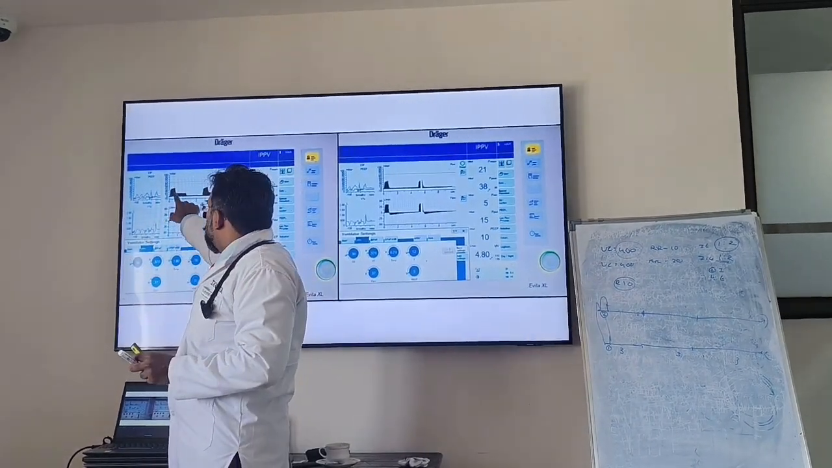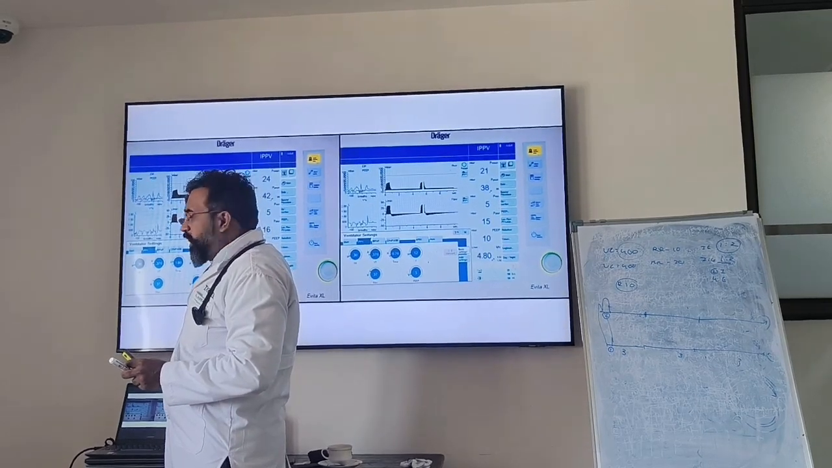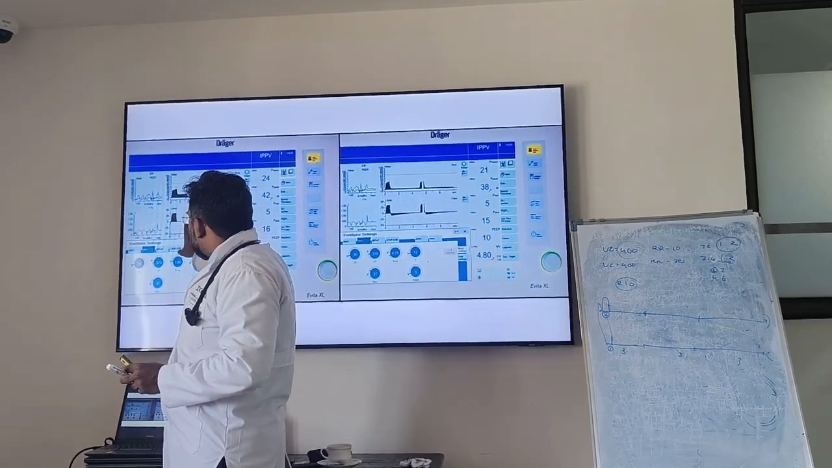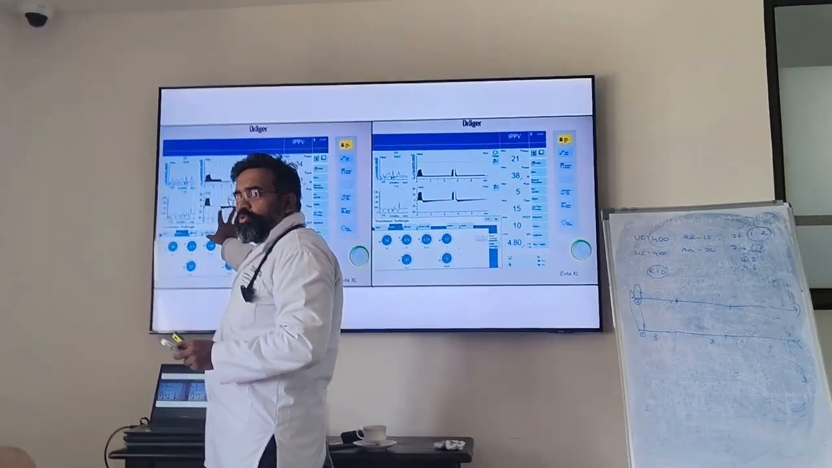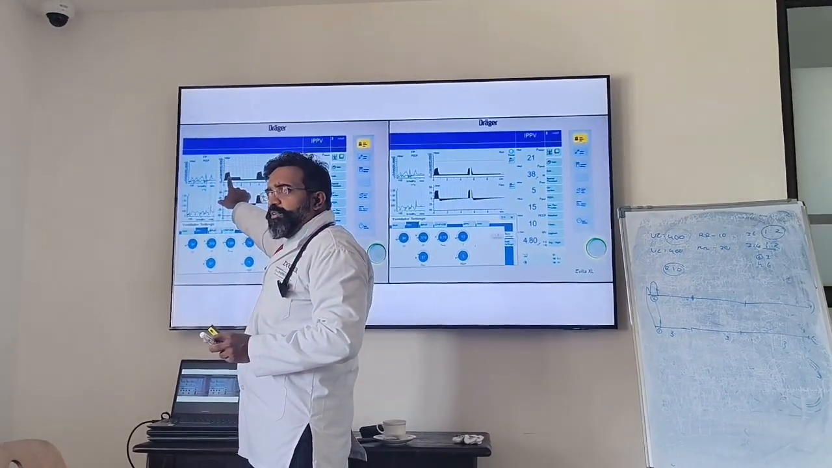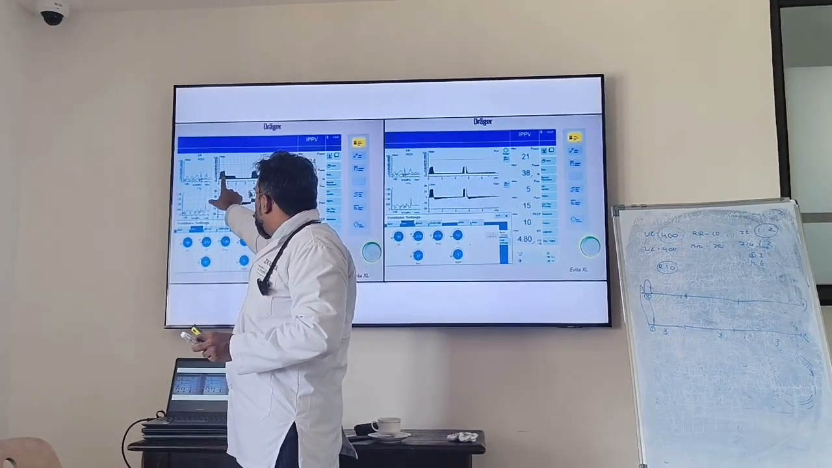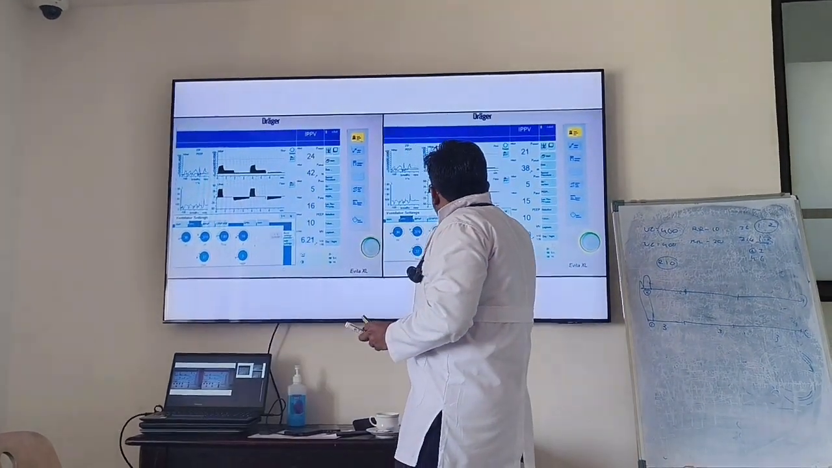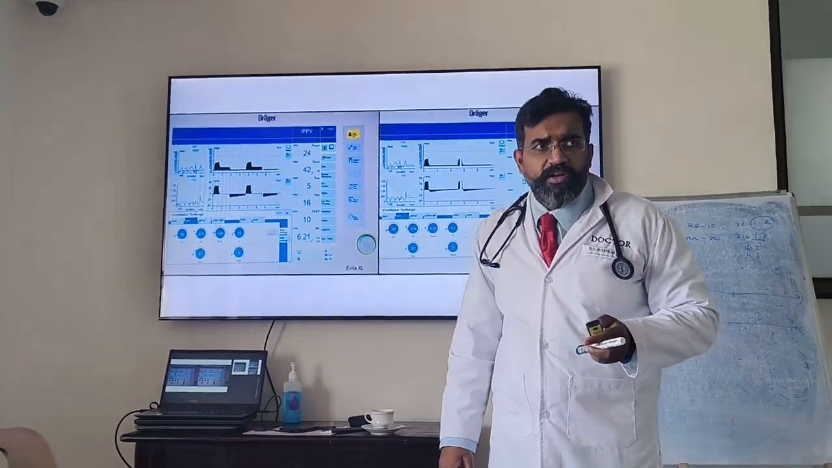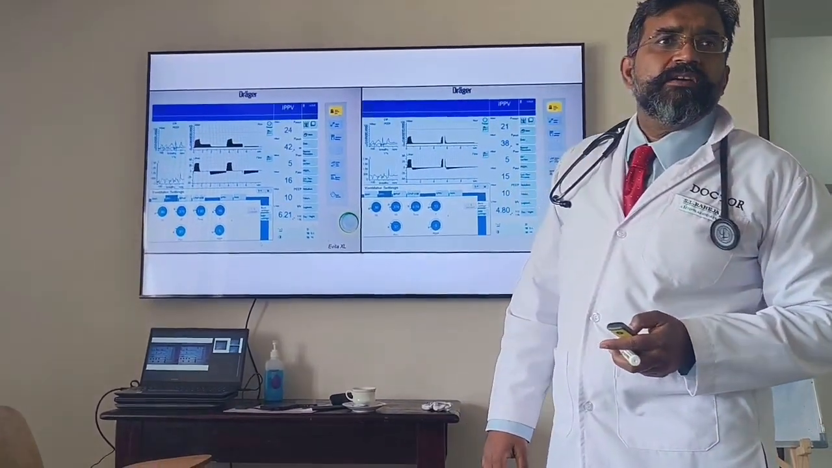In the inspiration phase it is still going on, the expiratory valve is yet to open. So the amount of expiration time is very low. If I cut off this inspiratory pause, my inspiratory phase will end right here. If my inspiratory phase ends here, I get more time to expire and this patient expires normally. Clear?